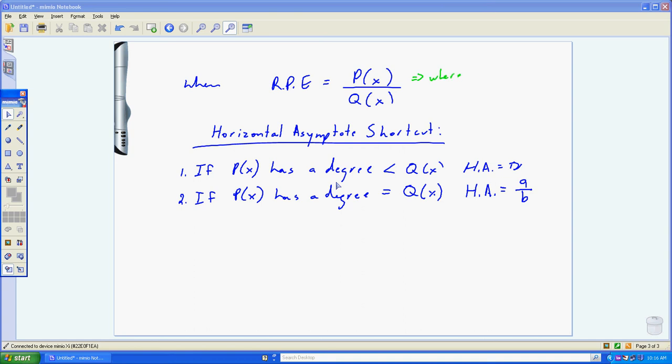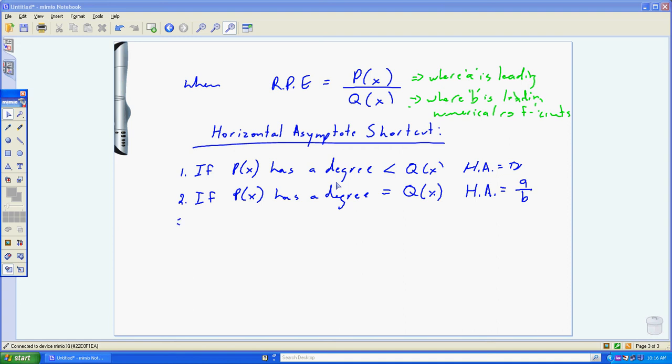p of x, we just say, where a is the leading numerical coefficient, and q of x is where b is the leading numerical coefficient. Okay, and you'll see examples of that. Okay, where a and b are the leading terms. So if it was 5x squared over 2x squared, our horizontal asymptote would be 5 over 2. Okay, it's pretty straightforward once you see it.